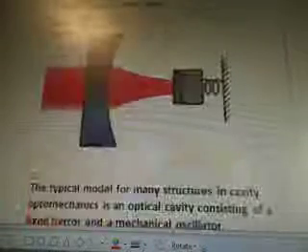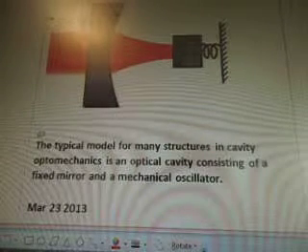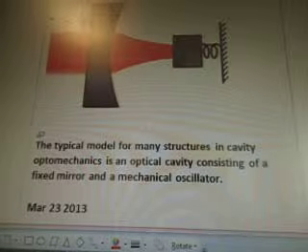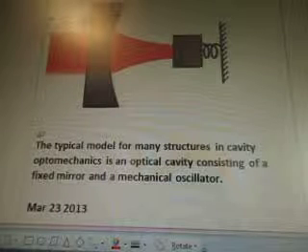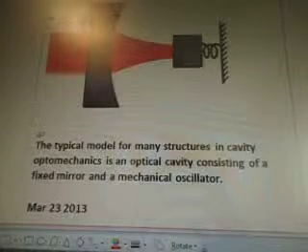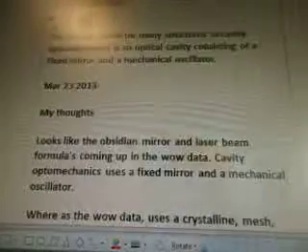And this is part 2. Quotes and diagrams are from Wiki. The typical model for many structures in cavity optomechanics is an optical cavity consisting of a fixed mirror with a mechanical oscillator.